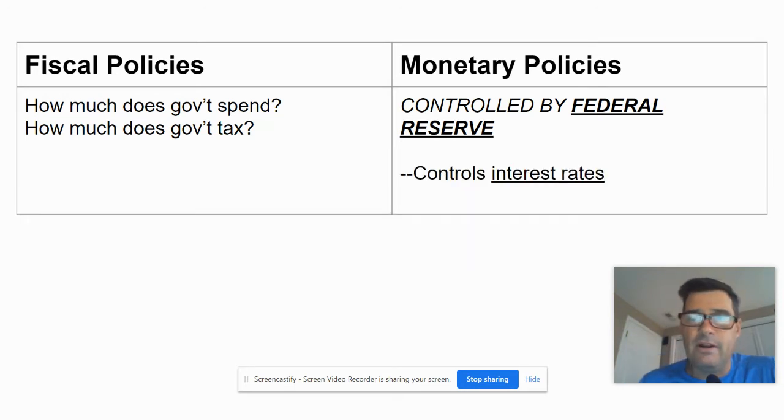So, for example, the Federal Reserve controls the interest rates that banks pay because banks borrow money from the Federal Reserve, and then banks lend that money to you and I. So banks borrow money from the Federal Reserve at an interest rate, and then the bank turns around and lends that to other people at a higher interest rate. So when the Federal Reserve sets that interest rate, it's influencing the banking interest rate.